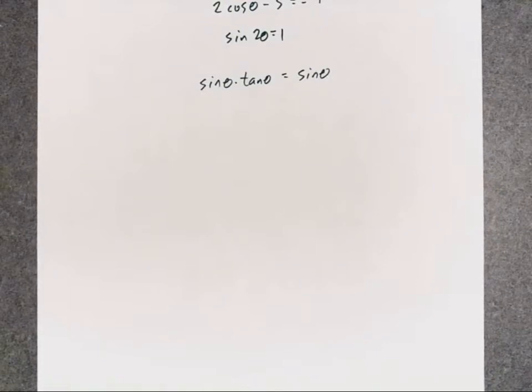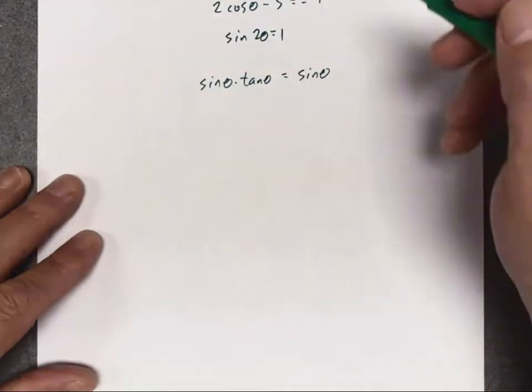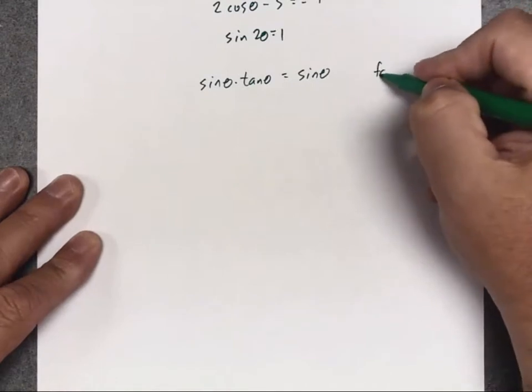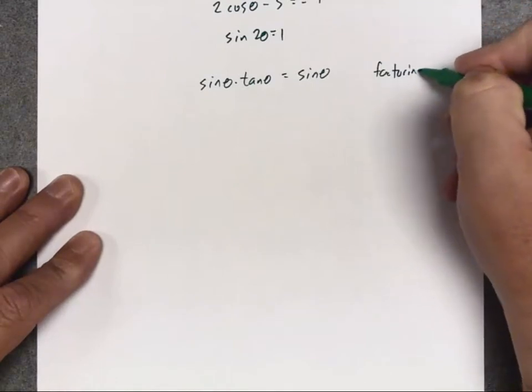Before, I said the way we go about solving trig equations is you isolate the trig function by itself and then find the solution for the angle. Well, that assumes there's only one trig function in the equation. So what do you do when you have multiple trig functions? Most of these problems involve factoring.